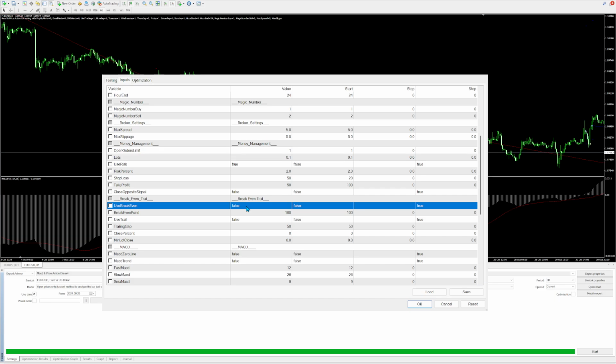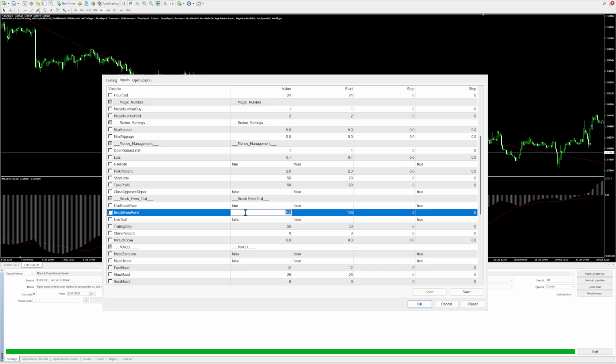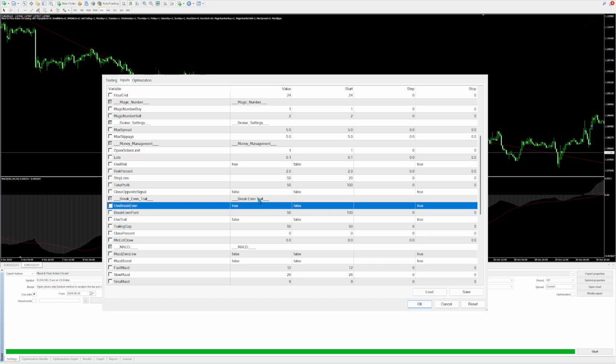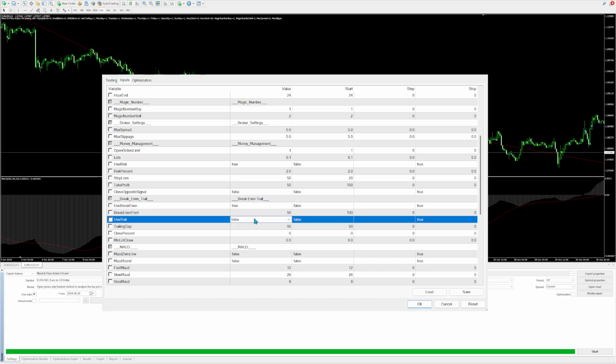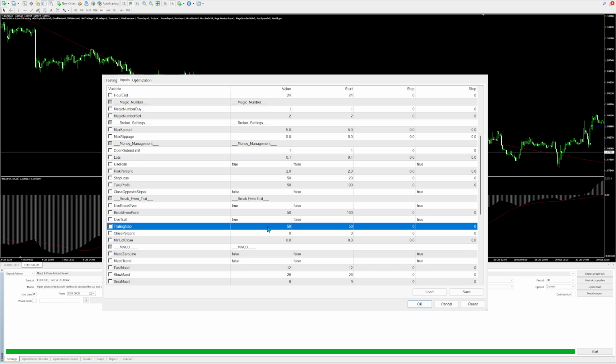Okay, so this is the break-even and trailing stop. If you have used break-even set to true, the EA will move the stop loss to break-even point once this point, break-even point, is reached in pips. Okay, so we set to 50. When the trade moves 50 pips in your favor, the stop loss will be moved to break-even. You can also have use trail set to true. If you have this set to true, the EA will keep moving the stop loss based on this trailing gap distance that you have set here.